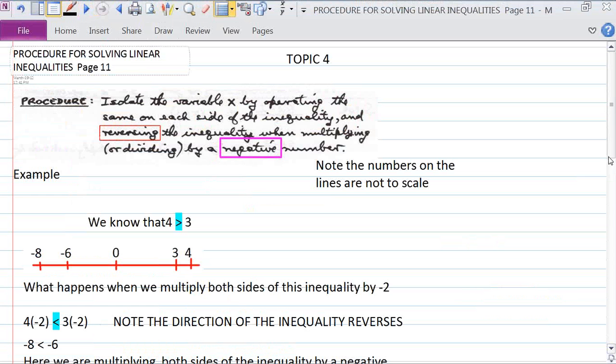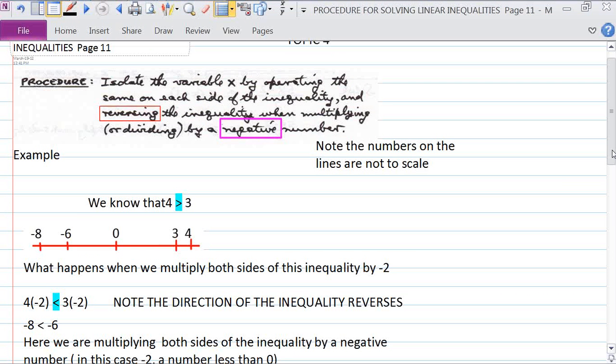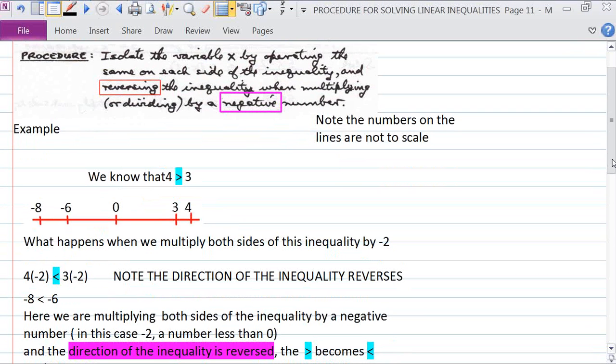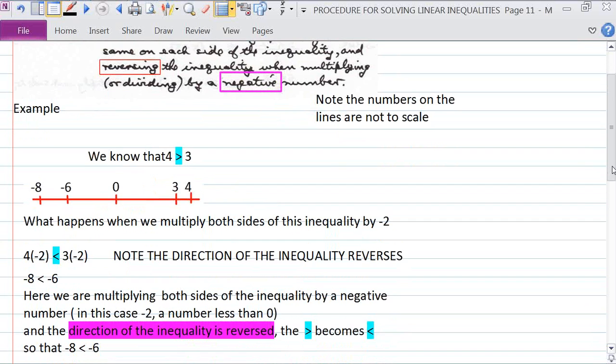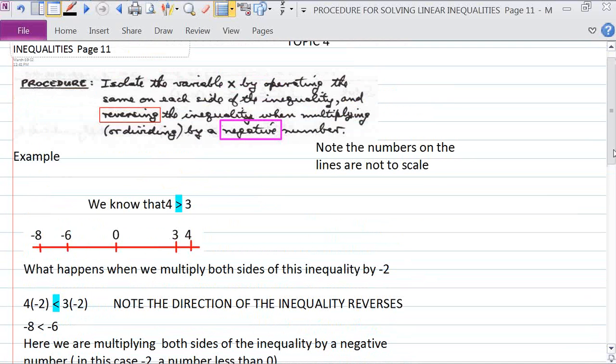So how do we go about finding those values of x that fit a specific inequality? First thing that we have to do is isolate the variable x by operating the same on each side of the inequality and reversing the inequality when multiplying or dividing by a negative number. So we're going to explain what exactly we mean by that.